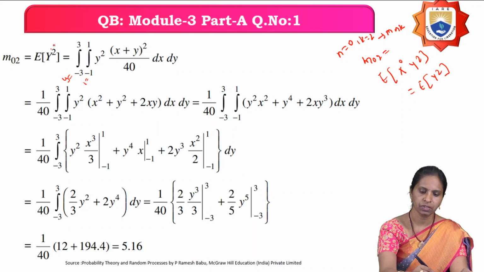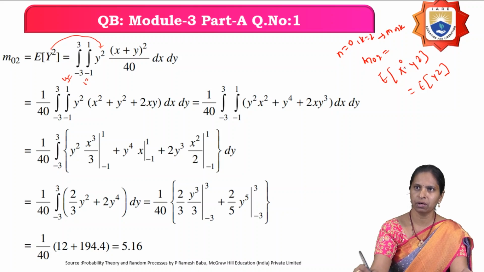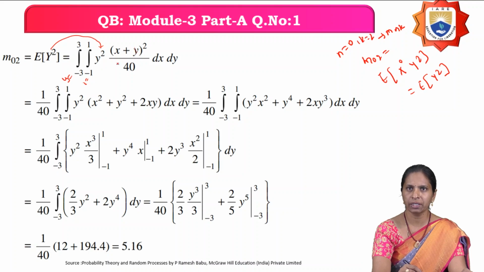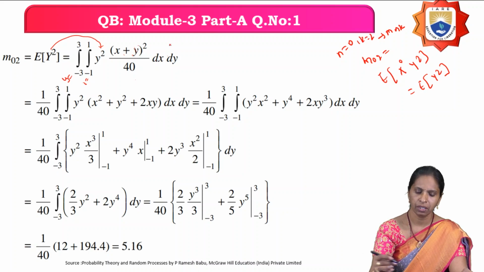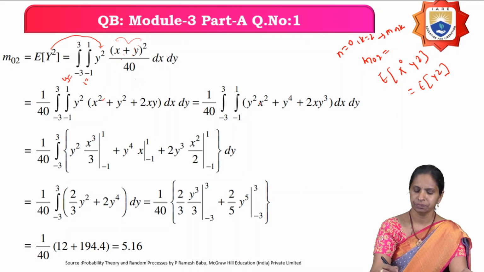And here, x power 0 into y square is nothing but y square only. Therefore, here y square into the joint density function. The joint density function given here is (x plus y) whole square by 40 into dx into dy. Now we just simplify this (x plus y) whole square as x square plus y square plus 2xy, and then simplify the integration. Then you are going to get the M02 value, which is 5.16.